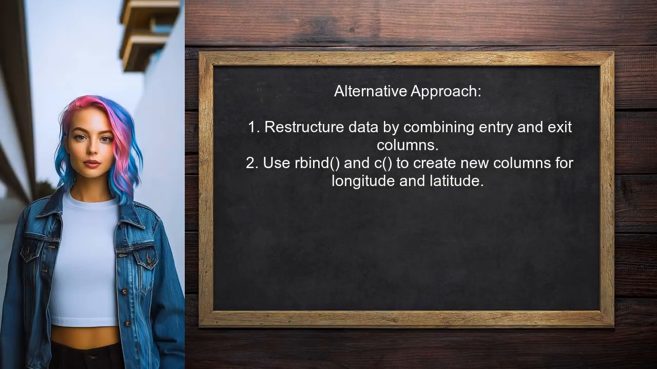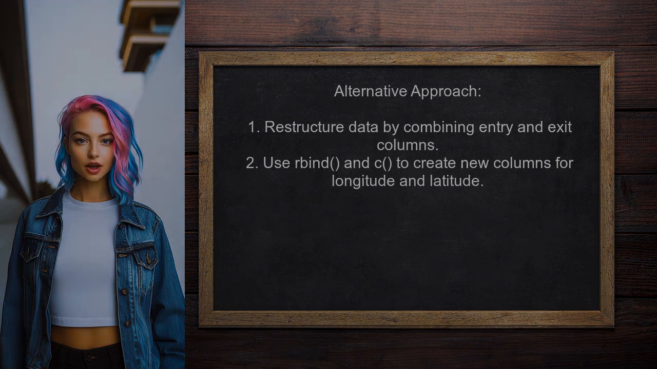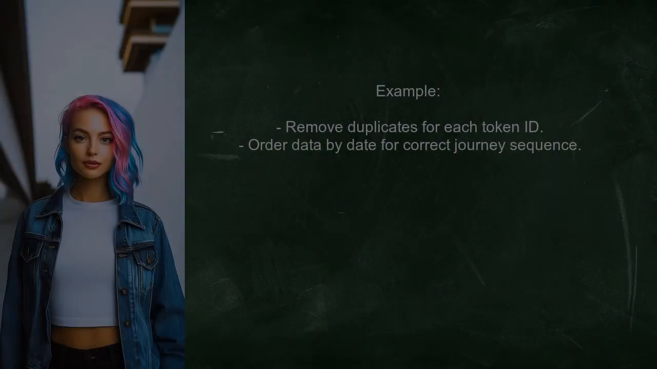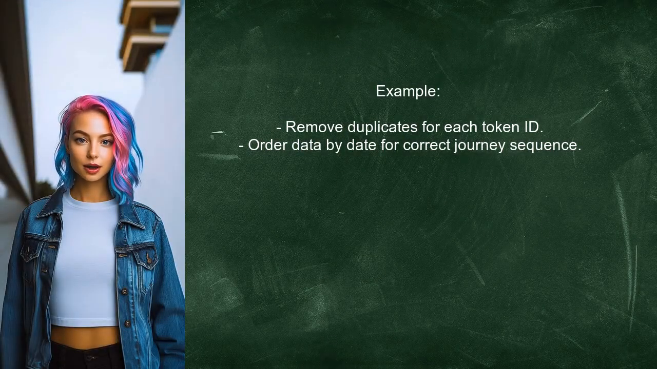An alternative approach suggested by a user involves restructuring your data. Instead of having separate columns for entry and exit stations, you can combine them into single columns for latitude and longitude. This can be done using the rbind and c functions. The user provides a simple example to illustrate this. They suggest removing duplicate data points for each token ID and ensuring your data is ordered by date to maintain the correct sequence of journeys.